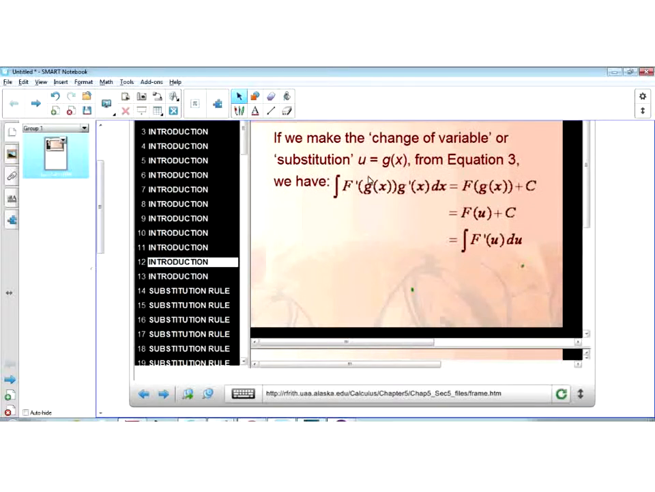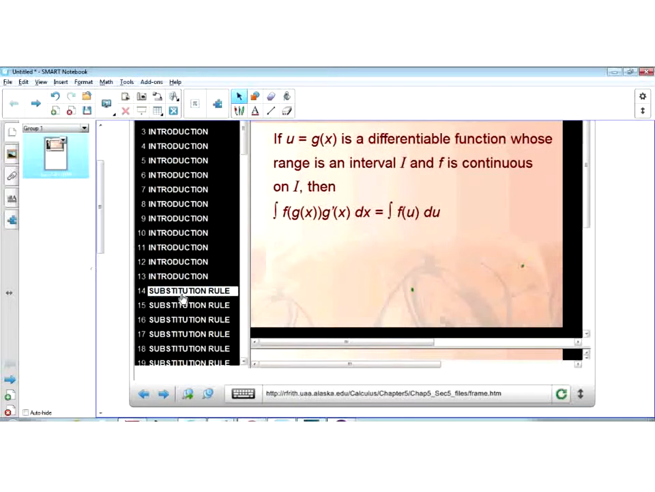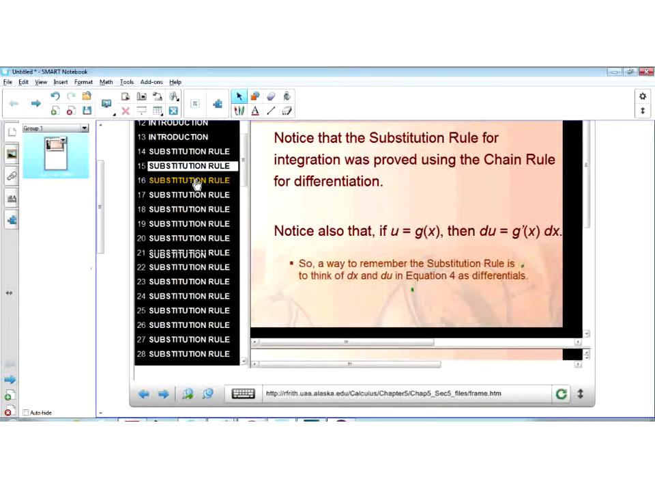And so for the change of variable, we replace g of x with u, and then we get a definite integral in terms of u and so forth. So that's the theory: we can write the integral of a composition of functions as just an integral of a function, and so that's the substitution rule. Okay, so I'll spare you most of the theory. It's probably best if we just work through some examples.